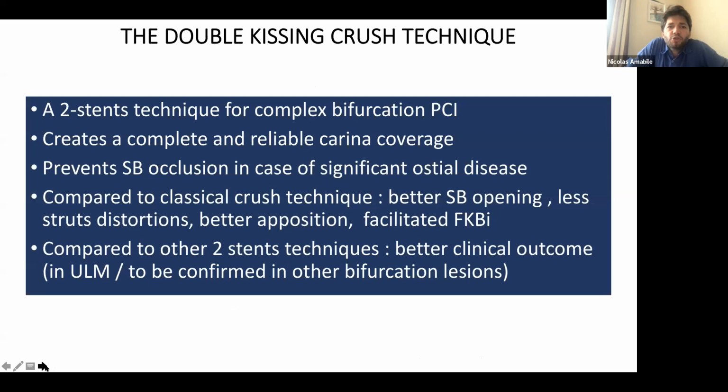So why did we choose the double kissing crush technique? Because it's a two-stent technique that is designed for complex bifurcation PCI. It's not for all bifurcations, but in case of complex lesions, it's a very good one because it creates a complete and reliable carina coverage and prevents side branch occlusion in case of significant ostial disease. Compared to the classical crush technique, you have a better side branch opening, less strut distortion, better apposition, and a facilitated final kissing balloon inflation. Compared to the other two-stent techniques, it has been shown to provide better clinical outcome, especially in the unprotected left main. That has to be confirmed in the other bifurcations.